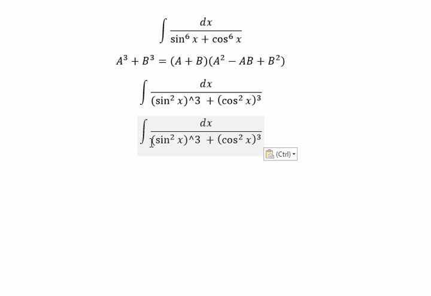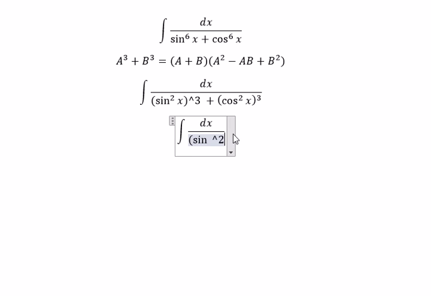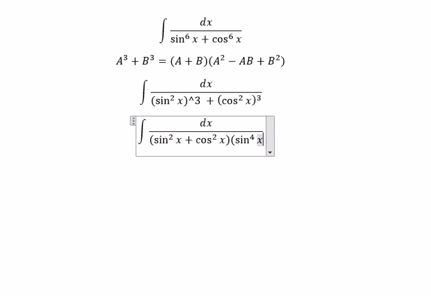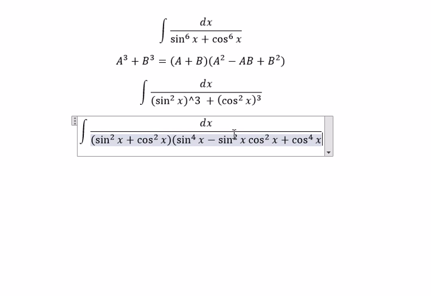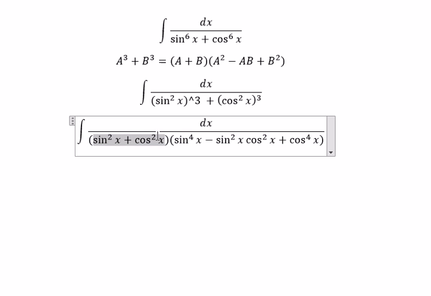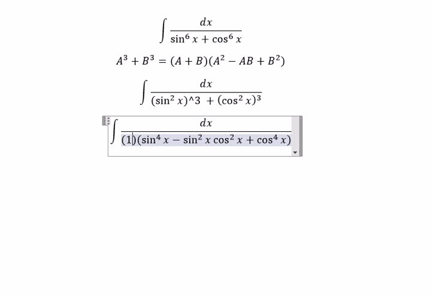and you will get sine s square plus cosine s square, and we have sine s to the power of 4 minus sine s square cosine s square plus cosine s to the power of 4. So we know that this one equals number 1, so we can eliminate.